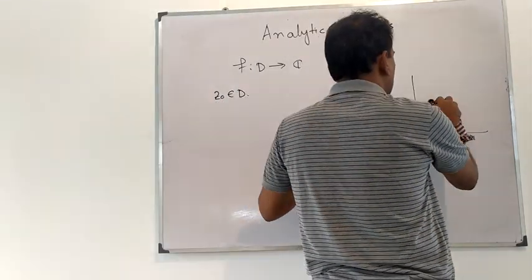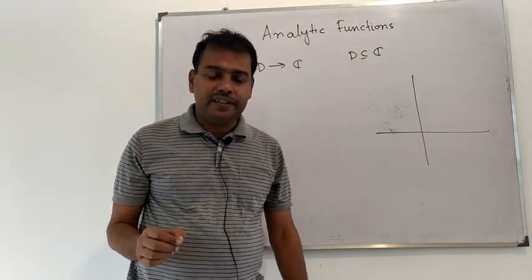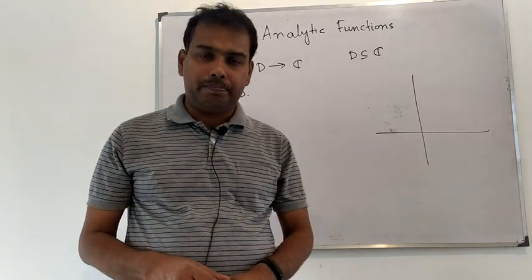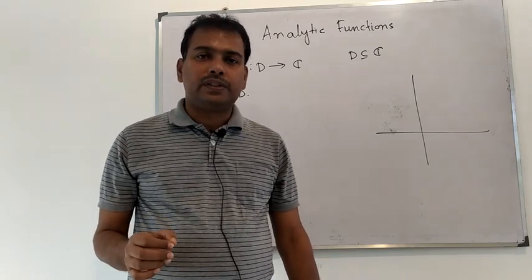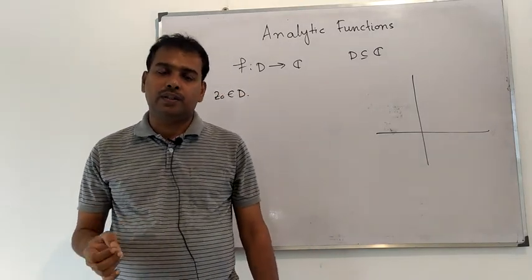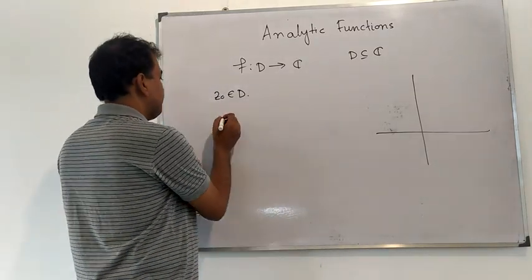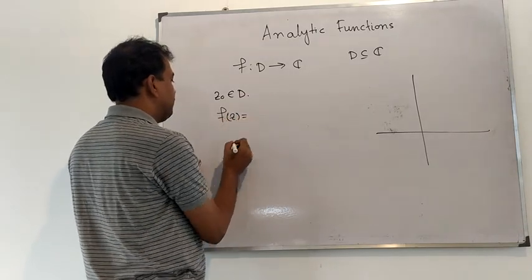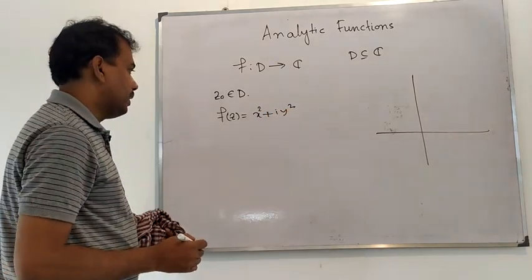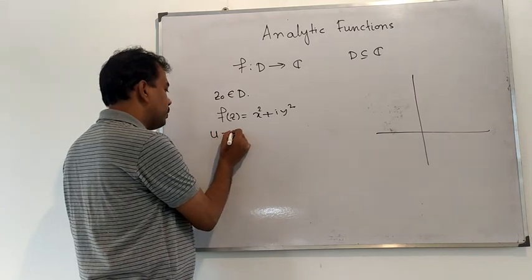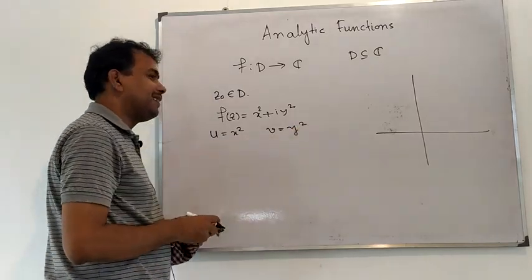Now, we give an example to show that analyticity and differentiability are not equivalent conditions. That is, we give an example of a function which is differentiable at a point but not analytic at that point. Let us consider a complex function f(z) equal to x squared plus i y squared. The real part of the function, u, is equal to x squared and the imaginary part v is equal to y squared.